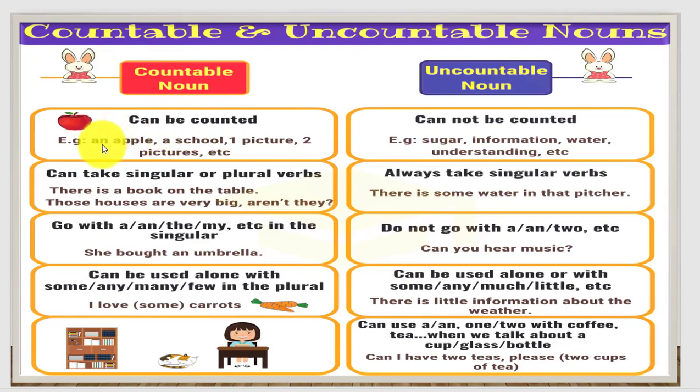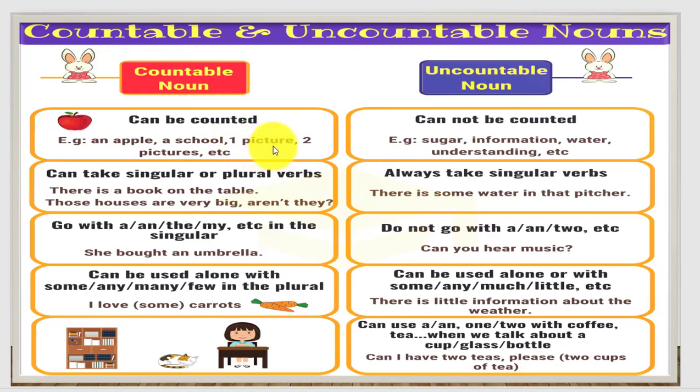For example, you can say an apple. There is an apple. You cannot say there is apple. An article is a requirement of apple. So if it is used in the singular, the very clear indication of a countable noun is that it becomes necessary to use an article with that countable noun. For example, there is apple will be wrong. There is an apple. There is school is wrong. There is a school. You cannot say I have picture. I have one picture. I have two pictures. Or you can say I have a picture.